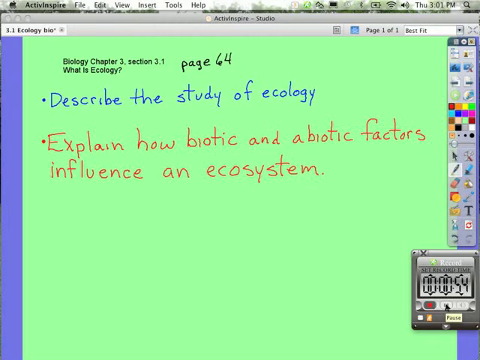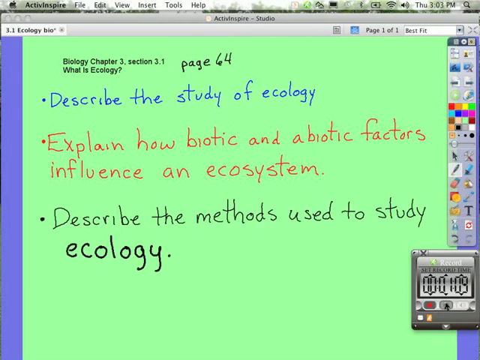You'll hear things like biome, biosphere, habitat, and a lot of different settings for the environment, but we're going to talk about the ecosystem with objective number 2. And next we see the third objective, and this says describe the methods used to study ecology. So these are our objectives for this one section, section 3.1.